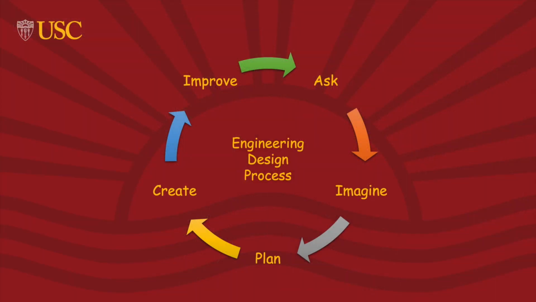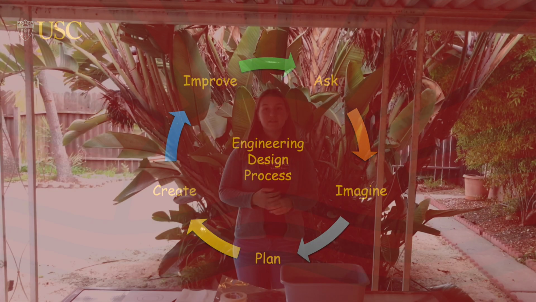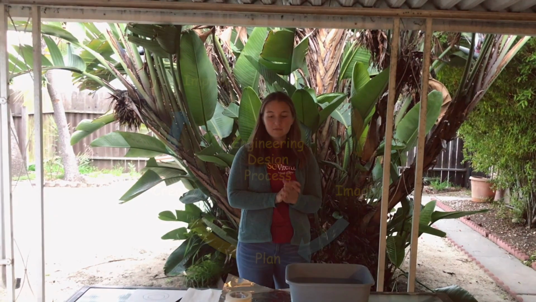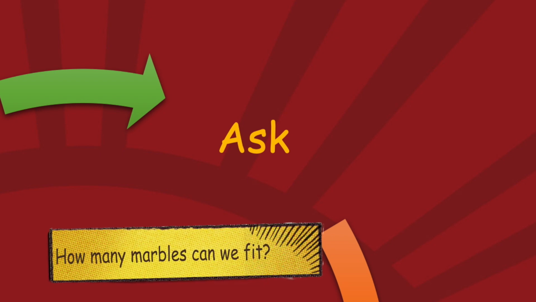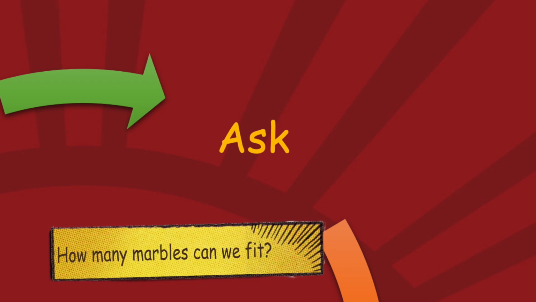We are also going to be using the engineering design process, which is a series of steps that engineers use to solve problems all the time. And you'll notice that this engineering design process is a cycle. So it's not just steps that you go through and then you're done, because engineering has a lot of trial and error. The first part is to ask. Figure out what problem you're trying to solve. For us it would be, how many marbles can we fit into our aluminum foil boats?